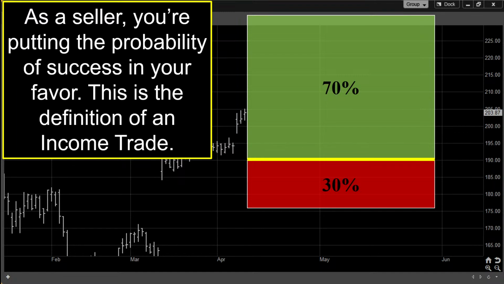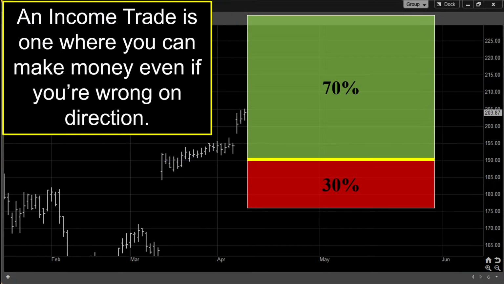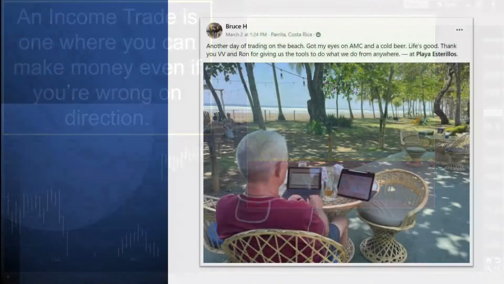As a seller, you're putting the probability of success in your favor. And that's the definition of an income trade. An income trade is one where you can make money even if you are wrong on direction.